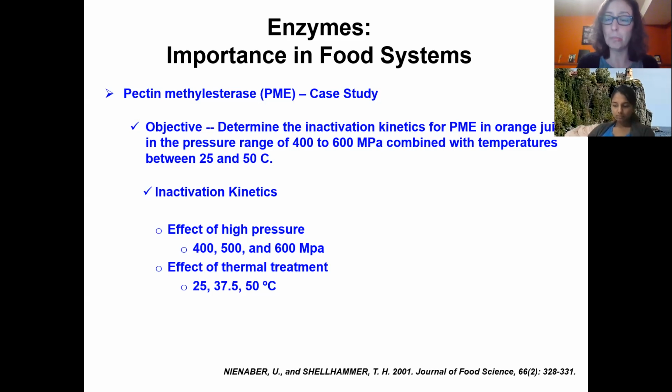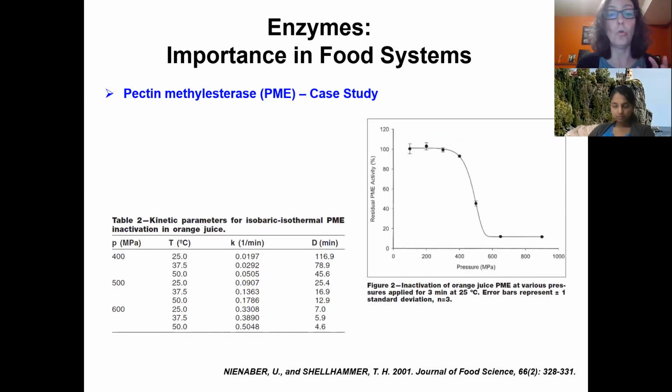So they looked at high pressure combined with some thermal treatment, and they did look at inactivation kinetics. So what they found here, this is the table, they looked at rate constants and they looked at the D value, which is the 1 log inactivation of the enzyme, like 90% reduction in activity. Okay, so they looked at temperature combined with pressure, and they found, yes, at higher pressure, we can get a very low D value, which is the minutes to reach 1 log reduction, basically.